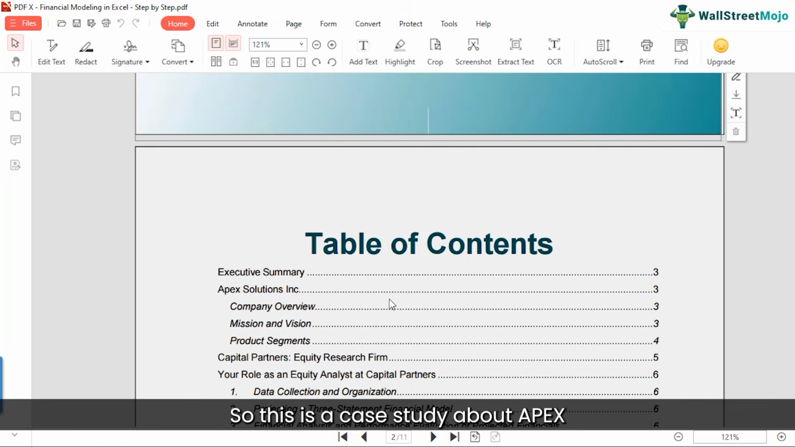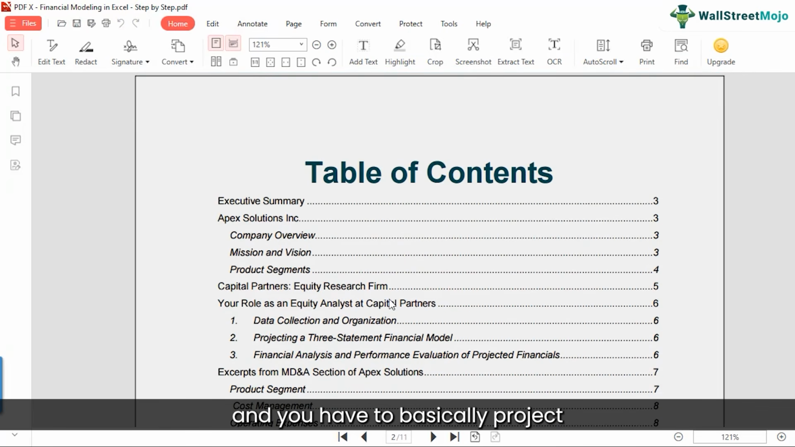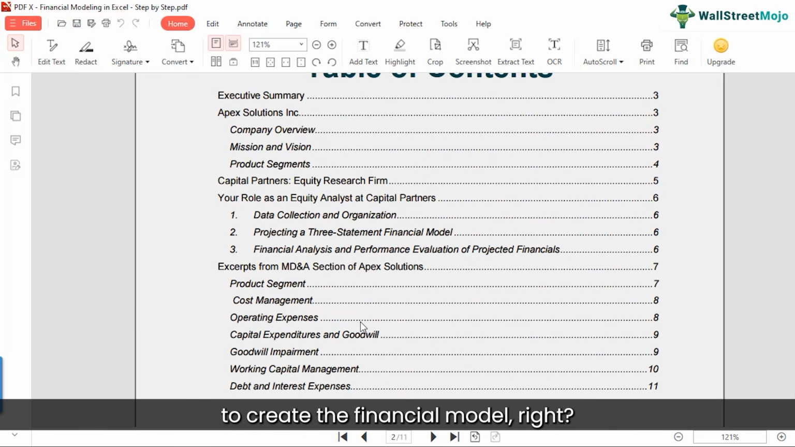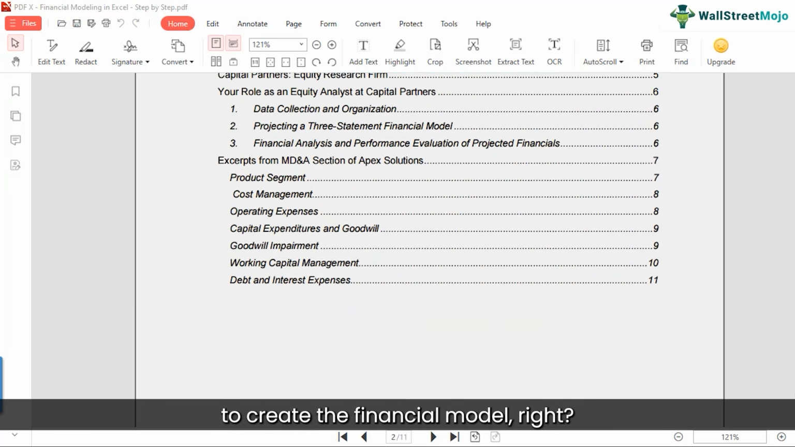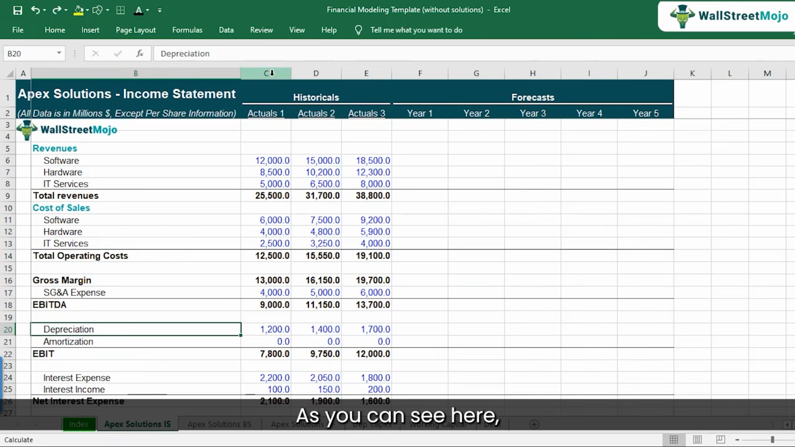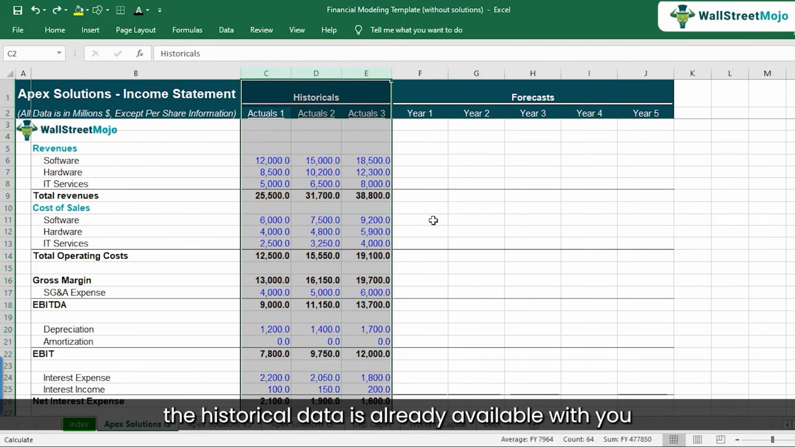This is a case study about Apex Solution, an IT company, and you have to basically project the financials and create a financial model for this company, right? So we have this case study created, and you would need access to this in order to create the financial model. The other thing that you will also need is this financial modeling Excel template. This is a without-solution sheet, and I have already populated the income statement and balance sheets for Apex Solution. As you can see here, the historical data is already available with you, and with the help of the case study and the step-by-step instructions, we'll start creating the financial model, right?